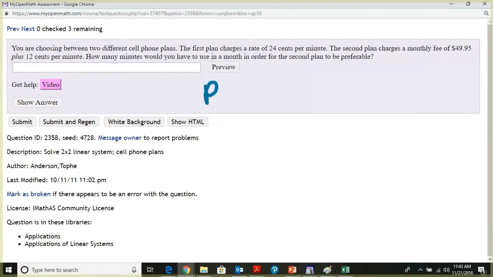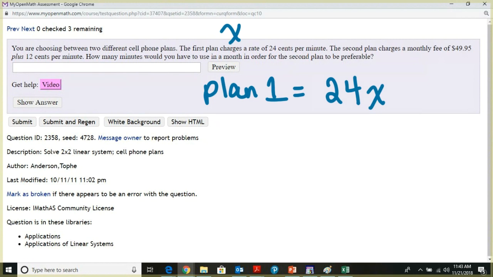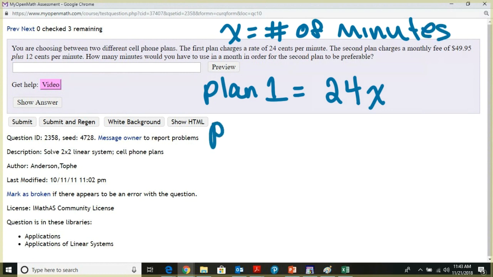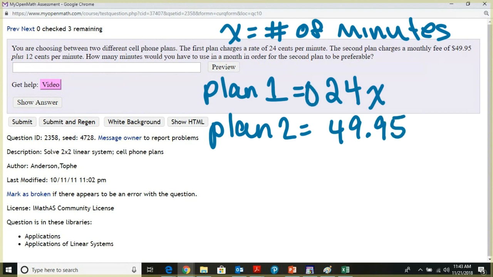So the first plan, so plan number one, charges a rate of 24 cents per minute. So you're going to be paying 24 cents for every minute you use. So we'll let X be the number of minutes. So plan one, this is how much you're going to pay. The second plan charges a monthly fee of $49.95. So no matter what, okay, now be careful.